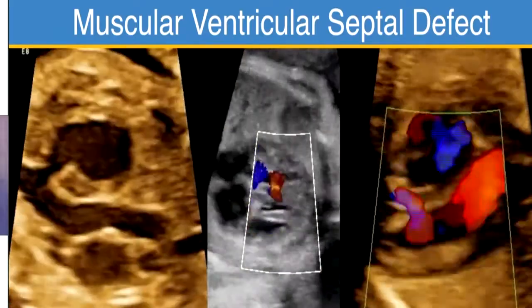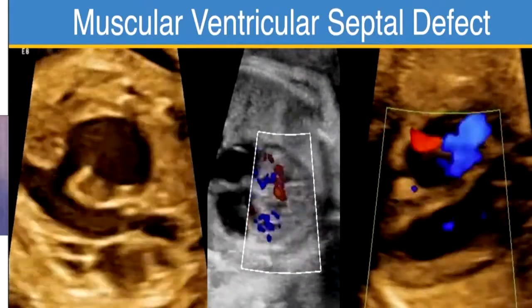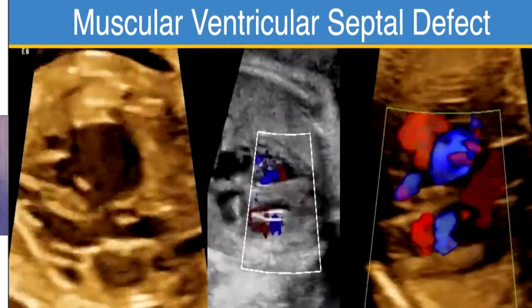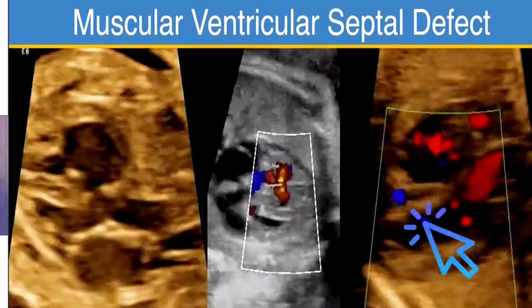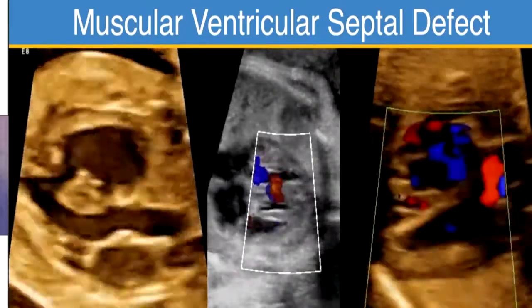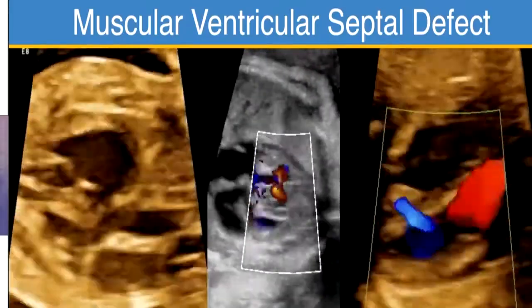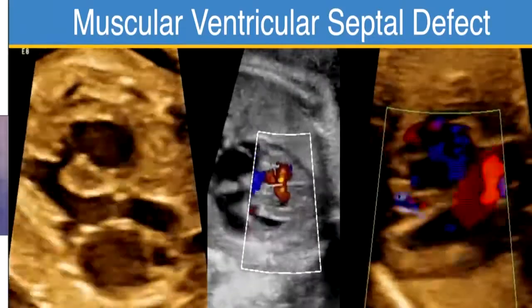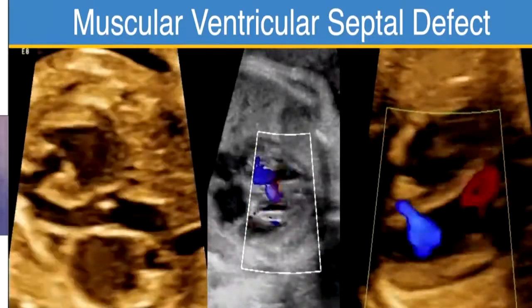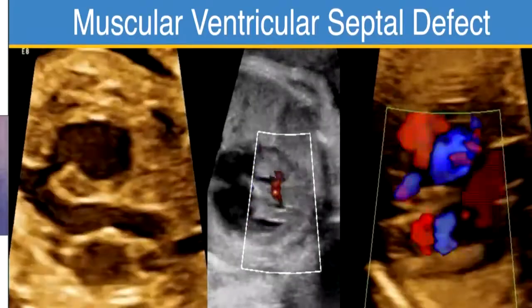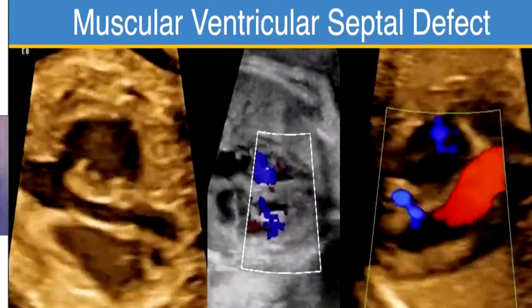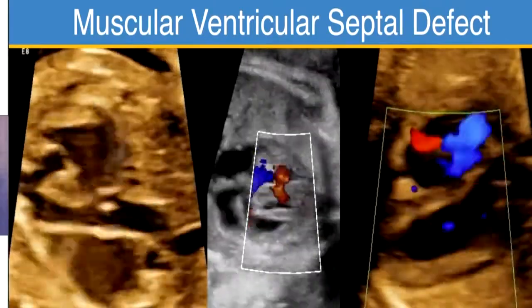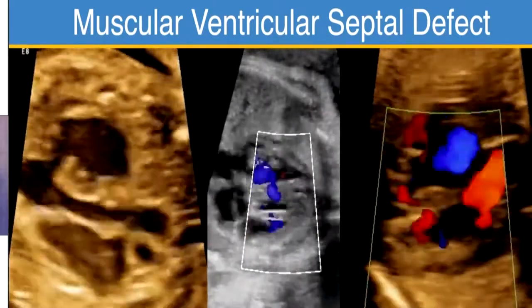You could see the shunting also is useful. This is shunting from RV to LV. This is shunting that's bidirectional. Sometimes we see left to right shunting, sometimes bidirectional. It's unusual just to have pure right to left shunt. When we see that prenatally, we need to think, is there some sort of right ventricular outflow tract obstruction, ductal constriction, pulmonary stenosis, some reason why the shunting direction is right to left? This is something very important.